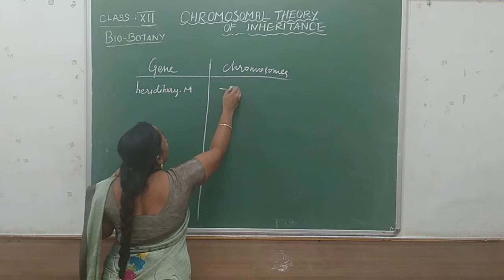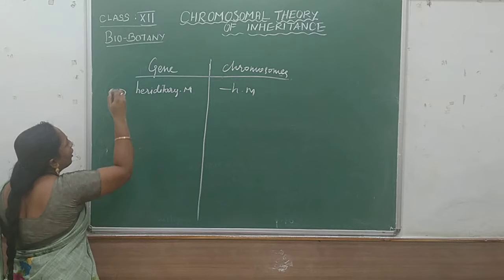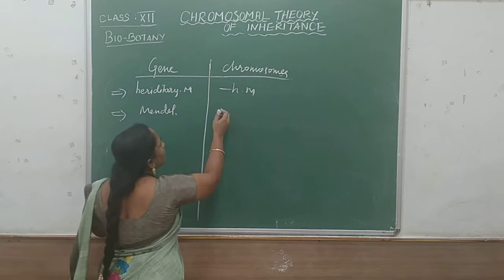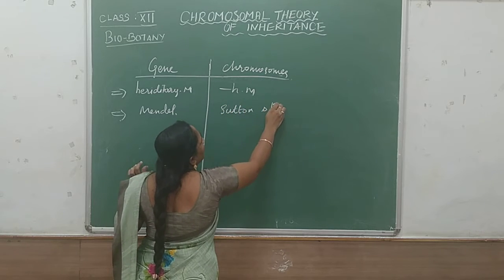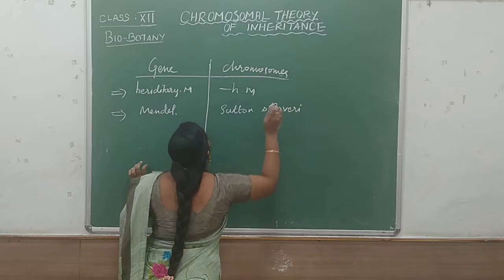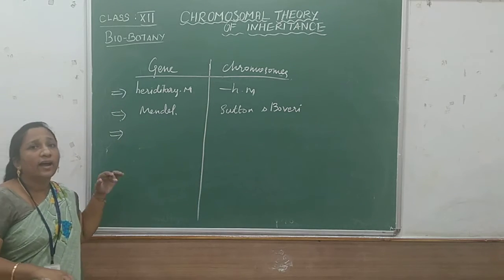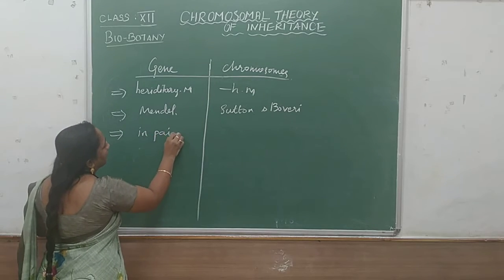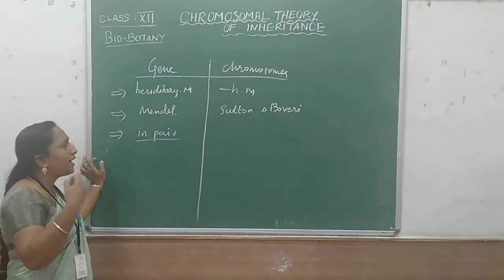Hereditary material. This is given by Mendel, and the chromosome is explained by Sutton and Boveri. And next, they said that genes are in pairs. Genes are a pair. Either it may be homozygous or it may be heterozygous.